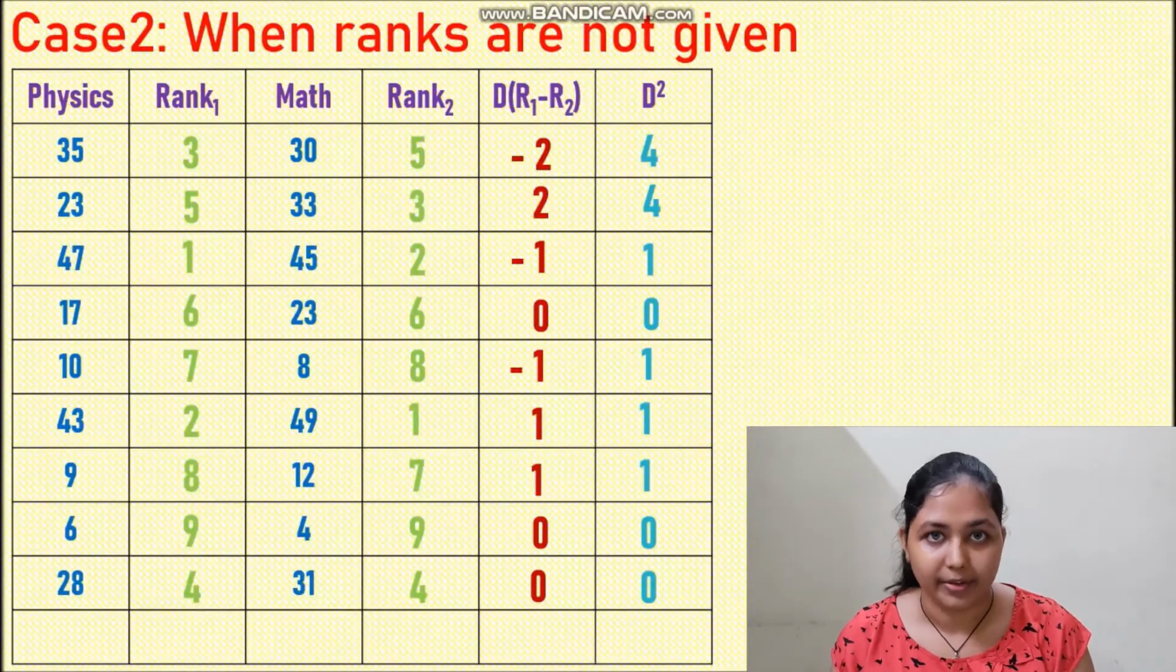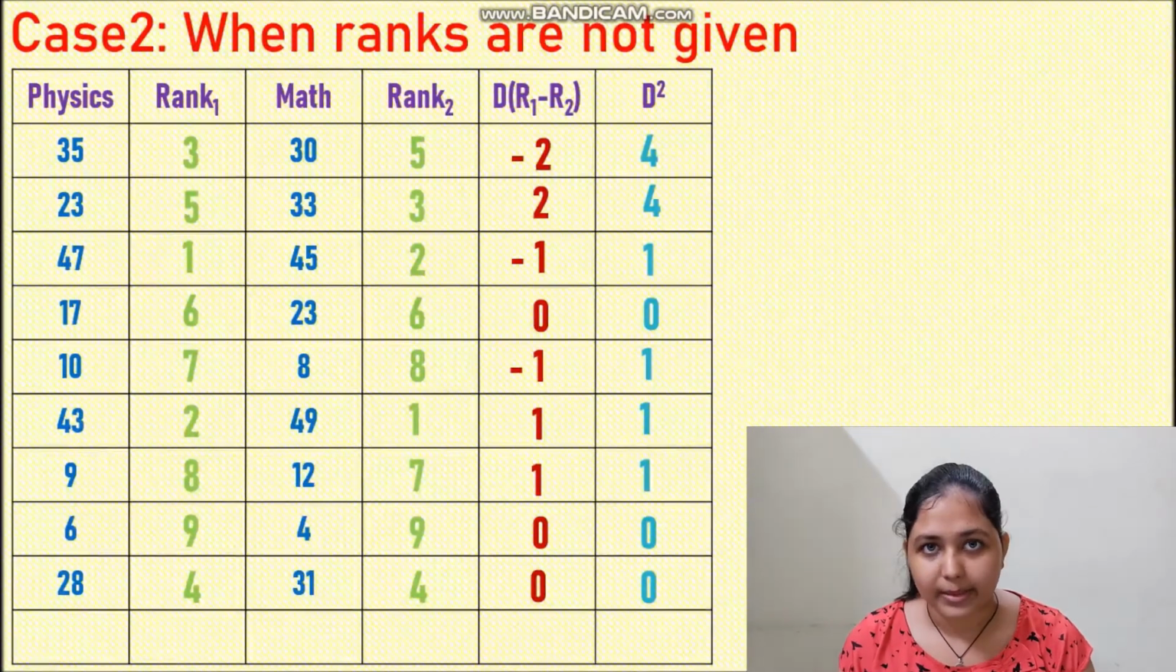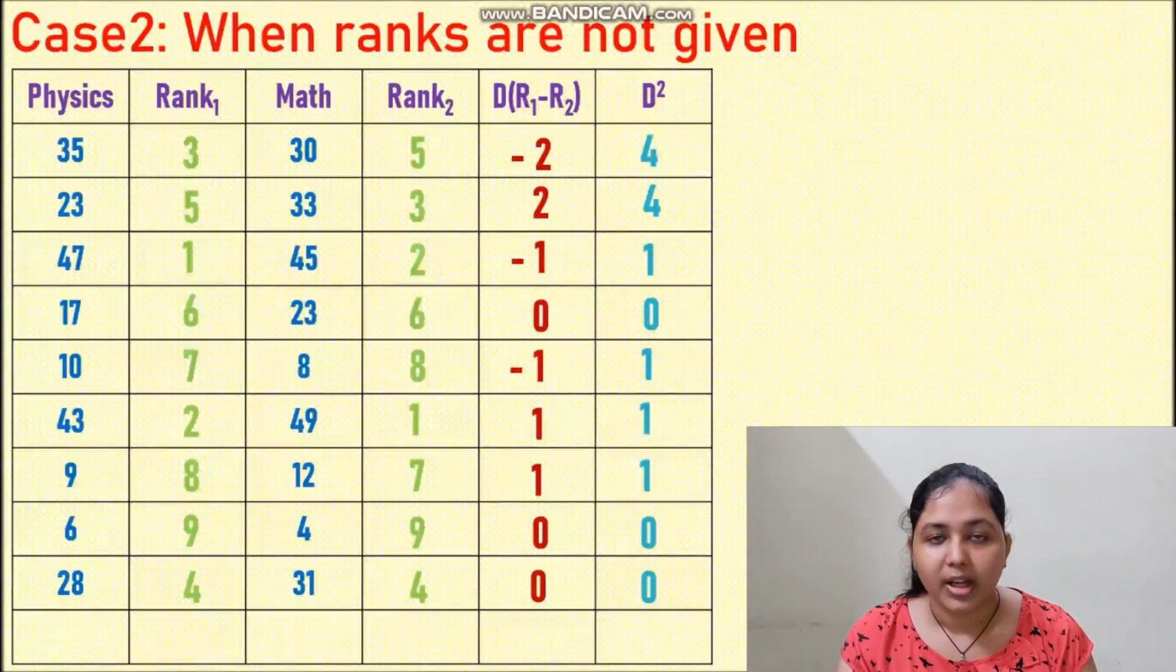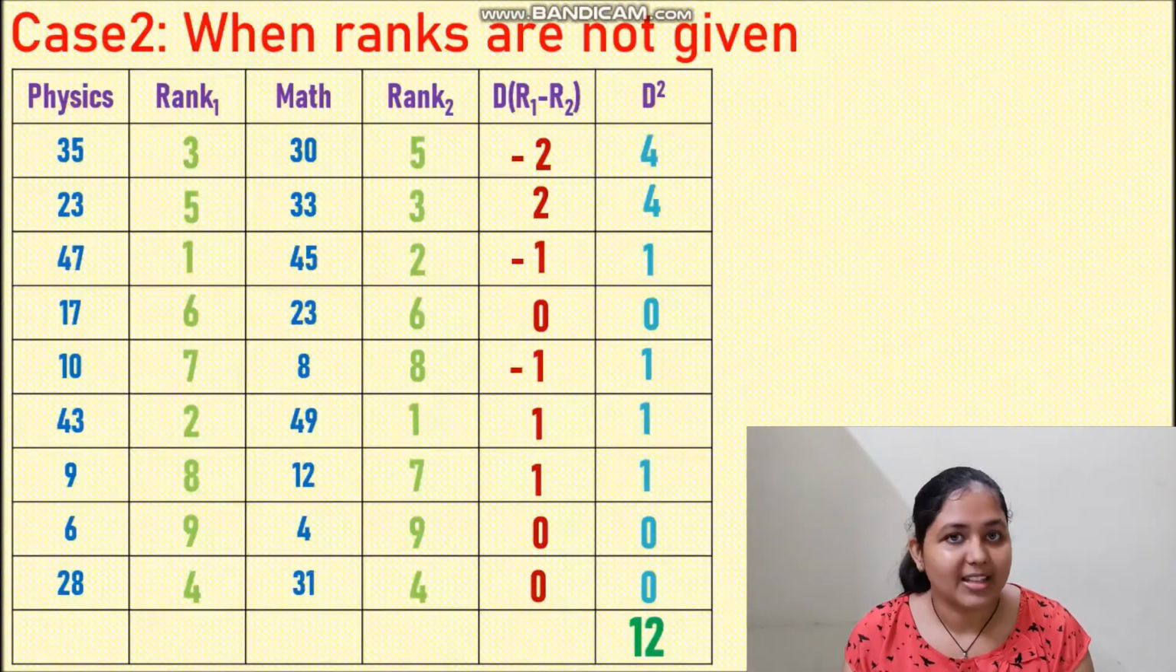Now the next thing is we're supposed to use summation d square, right? So quickly we need to add the column, our last column, that is the one for d square. We need to add and find out summation d square. So when you add it, you'll get the value that will be 12, right? Now we are done. We just need to put these things there in the formula.